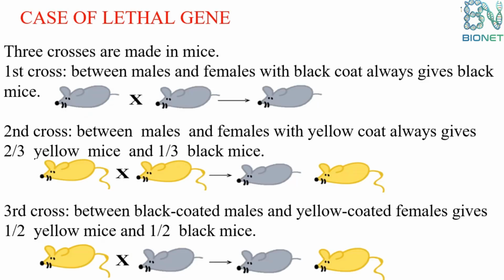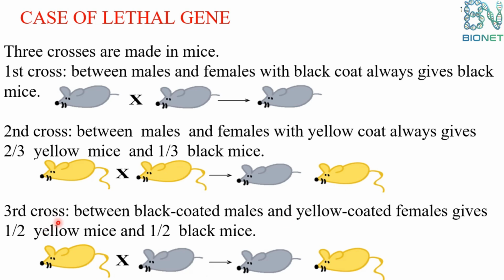Now we're going to study a type of alleles known as lethal allele or lethal gene. We're going to consider three crosses. First cross between males and females with a black coat. This type of crossing always gives black mice. The second cross is done between mice of yellow coat. The result is 1/3 of the descendants have black coat and 2/3 have the yellow coat.